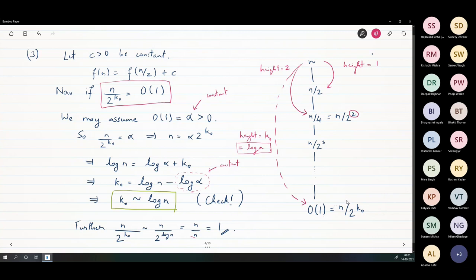What is the other thing that you need to remember? So let me write this small thing down on this side. This is the important thing. So here the height is k naught and it is equal to log, let me write it very carefully, log to the base 2 of n.